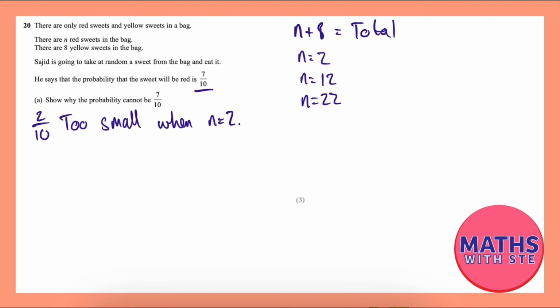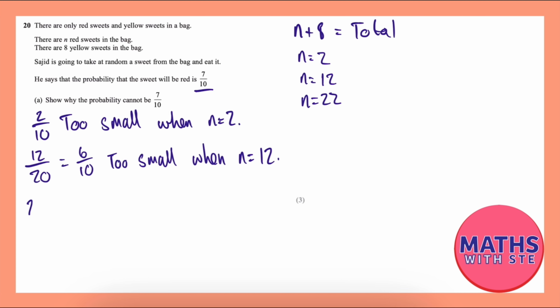So if n equals 12, then it would be 12 plus 8, wouldn't it? And obviously 12 plus 8 is 20. So that'd be 12 over 20, wouldn't it? And if you get that down to 10, that's going to be 6 over 10, not 7 over 10. So it's still too small there, so put too small when n equals 12.